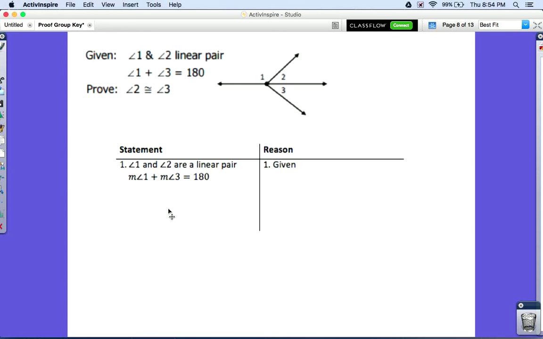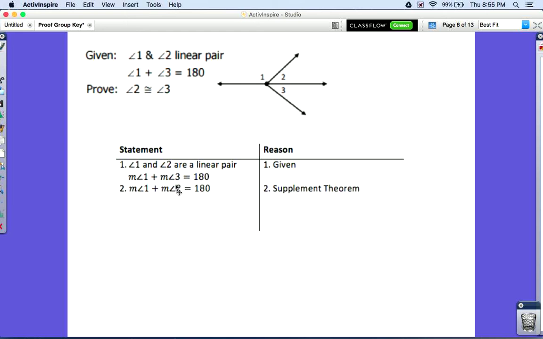So what we should do is we should look at our given statements, and we should follow up with what we should do next. So if I know that 1 and 2 are a linear pair, then I know that 1 plus 2 equals 180, or the measure of angle 1 plus the measure of angle 2 equals 180. And that is by the supplement theorem, because linear pairs are supplementary and they add up to 180 degrees.